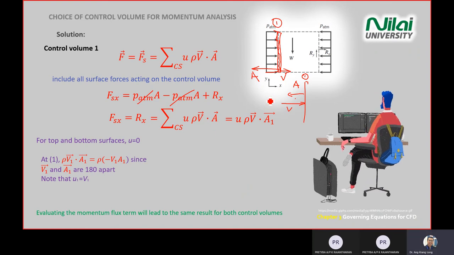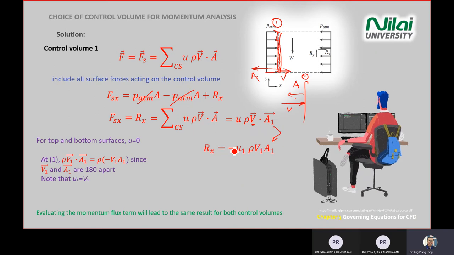So that's why when we convert from the above the vector V dot A, you will get negative rho V1 A1. Meaning, you look at the vector, you need to be careful on the relationship between the area and the vector at that particular point. So at point one, your area is to the left, the velocity is going to the right. So if it's a different area, a different direction, then you get a negative sign for Rx.